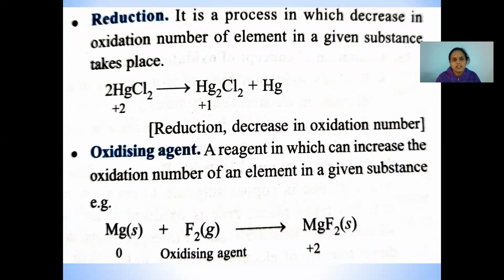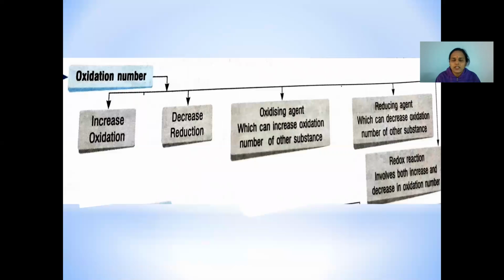So mercury here goes from +2 state to +1 state respectively. So decrease in oxidation state is a case of reduction. So reduction always involves decrease in oxidation number. And a reagent which can increase the oxidation number of an element in a given substance is called an oxidizing agent, and a reagent which can decrease the oxidation number of an element in a given substance is called a reducing agent.